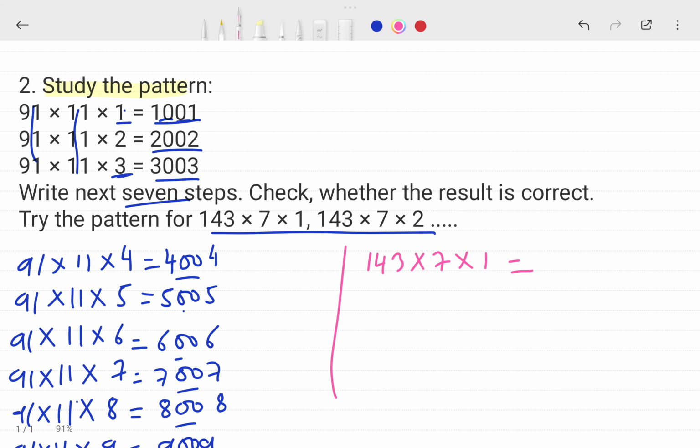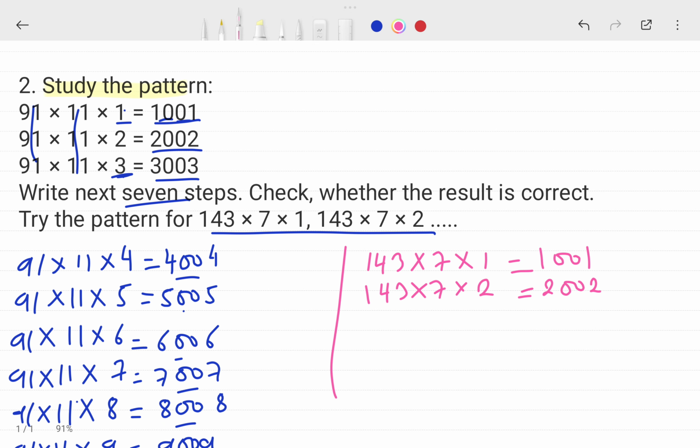So we are going to multiply. If you multiply 143 cross 7 cross 1, this is going to be 1001. Okay, now let's do 143 cross 7 cross 2. If you multiply this one also, then what is it going to be? It's going to be 2002.